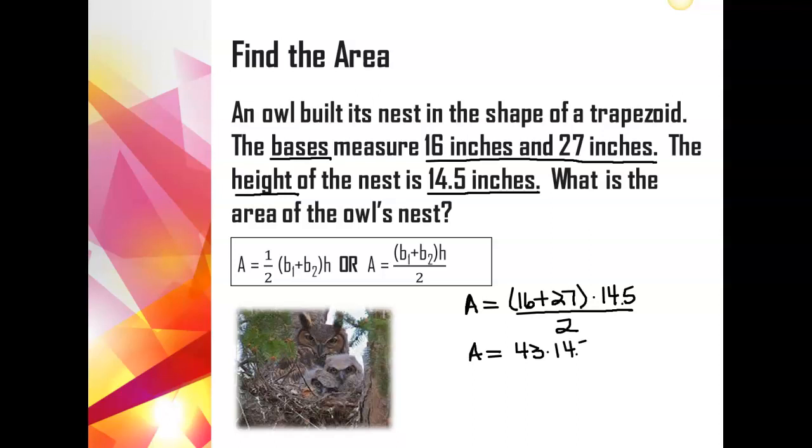Then we multiply 43 times 14.5. This gives us a result of 623.5. We then need to divide that by 2. That gives us our final answer that the area of the owl's nest is 311 and 75/100 inches squared.